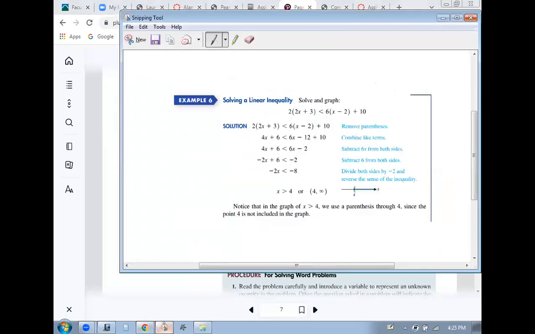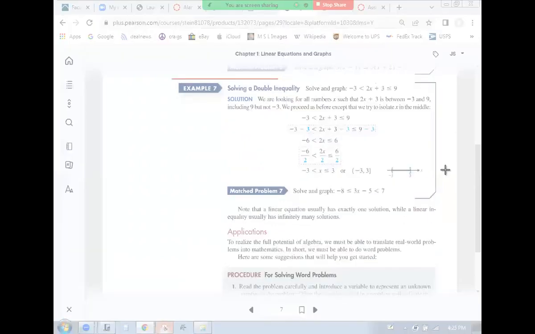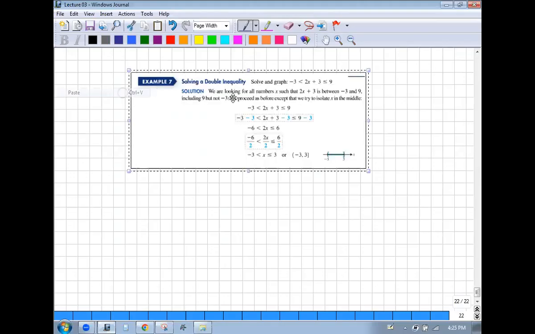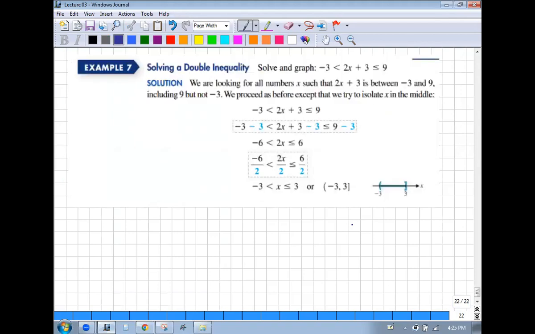Solving a double inequality. Some of this stuff I haven't done in a long, long time, so it might be kind of slow. Like a double inequality, I don't remember solving these.